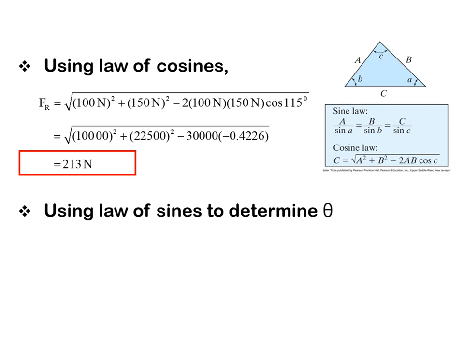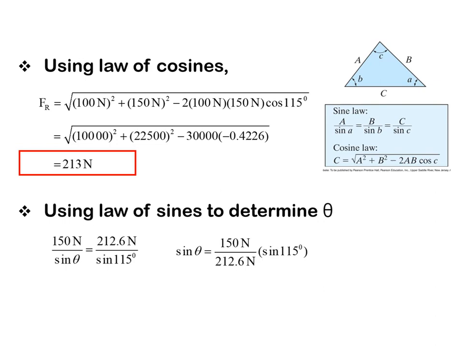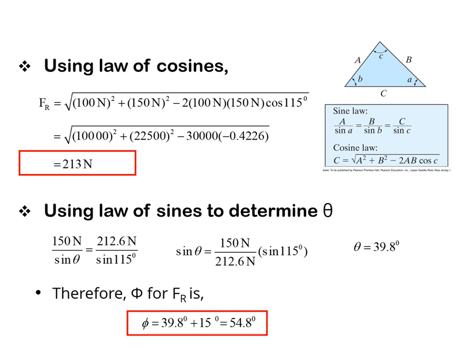Or else you can use the sine law to determine the theta, that's the angle where the resultant is going to be acting. So that's going to be 150 over sine theta is equal to your resultant divided by sine 50. And that gives us 39.8 degrees. Okay. So we get the phi angle, that's going to be our 15 plus 39.8.